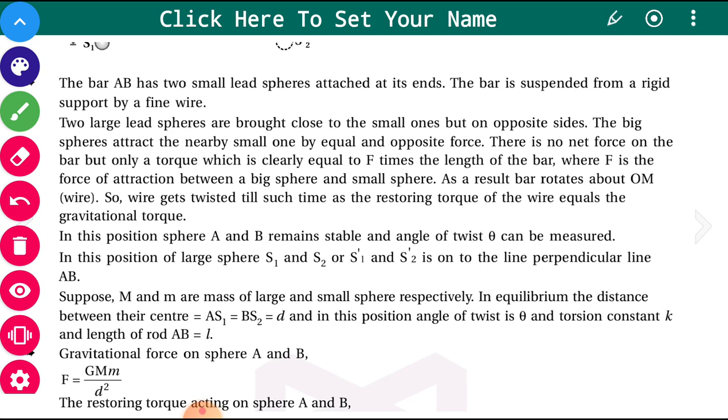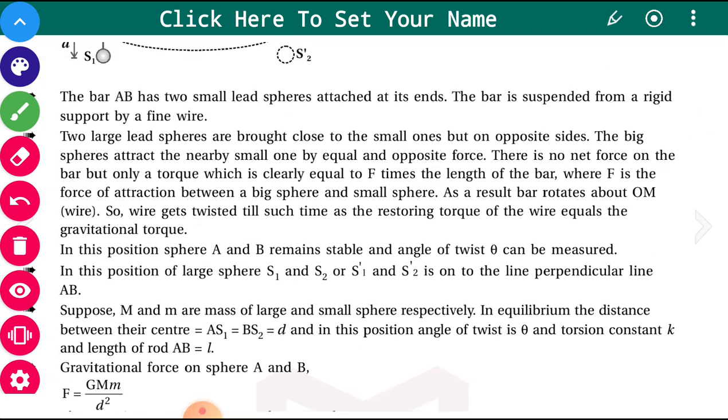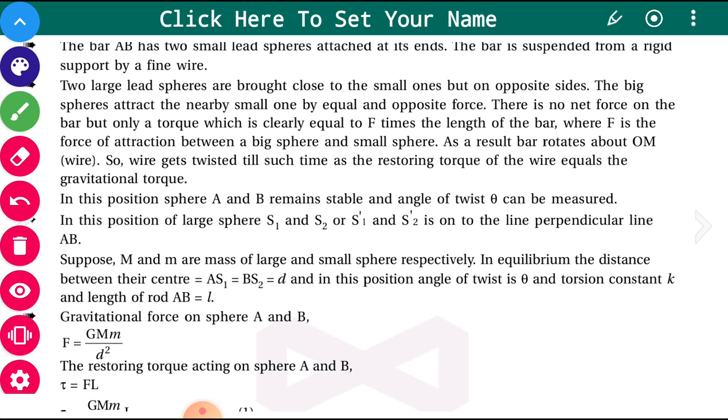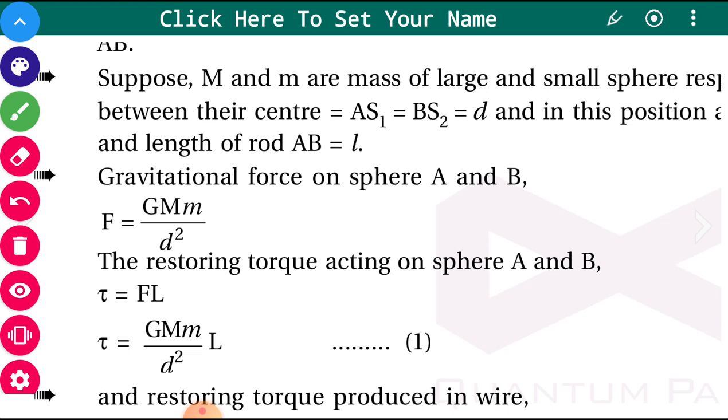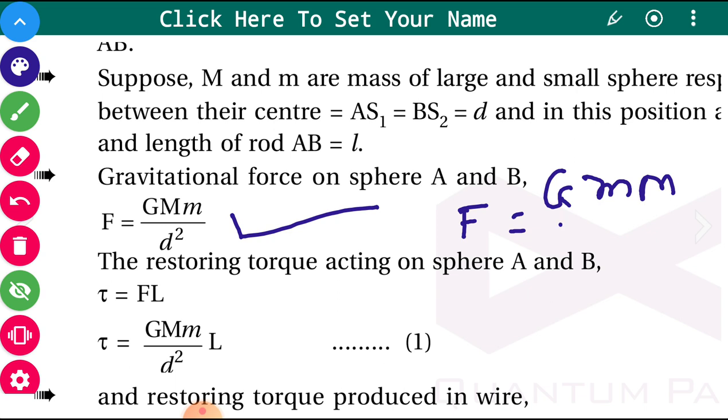Now try to understand the force first of all. The gravitational force on sphere A and B. I have explained, that is F. Magnitude of force we are finding: G M1 M2, that is small m and capital M, upon d square.